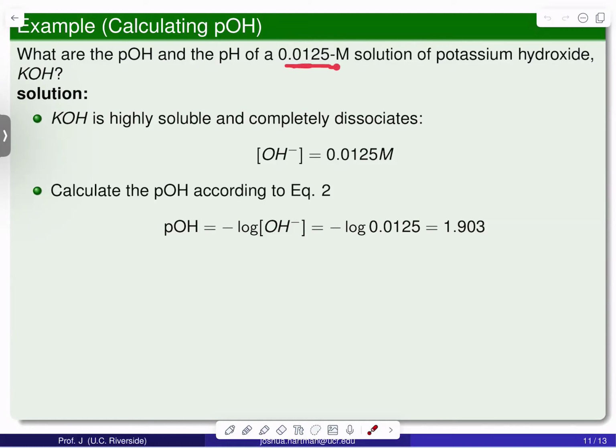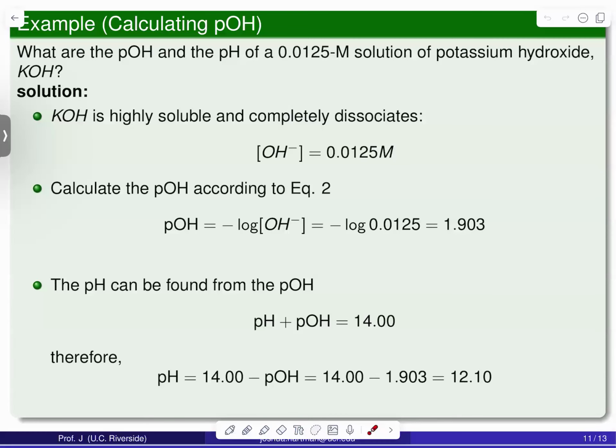So if you start off with a 0.0125 molar solution of KOH, you'll end up with a 0.0125 molar solution of hydroxide ions. We can then plug that hydroxide ion concentration into equation 2, taking the minus log of this value. Minus log gives us a 1.903, where again, we have 3 sig figs reported here in the pOH, corresponding to the 3 sig figs in that given initial concentration.